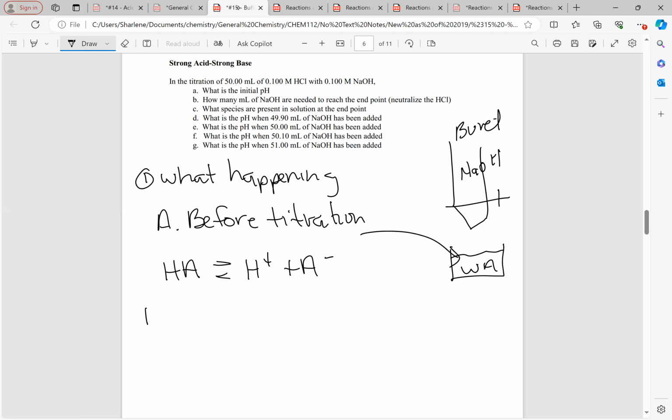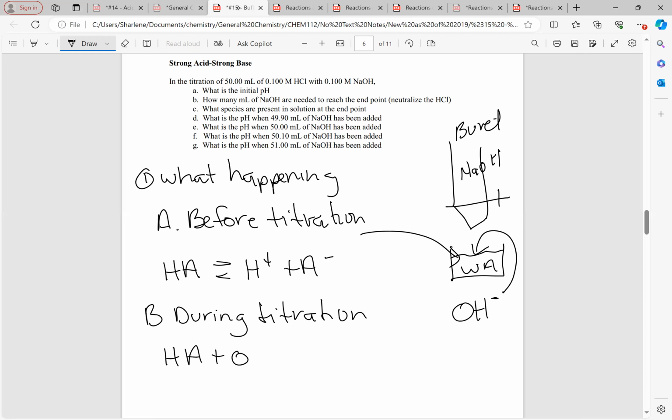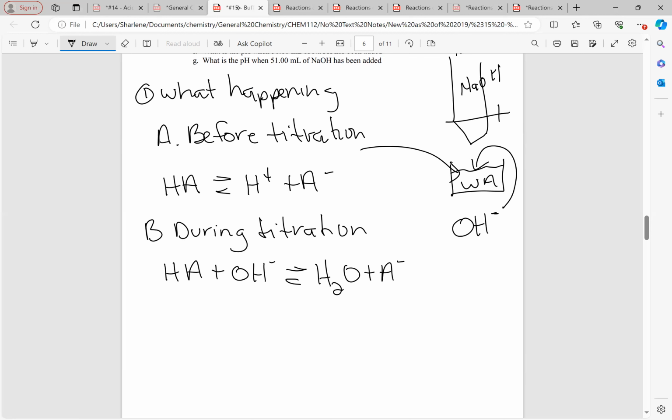All right, during the titration, I'm going to be dripping sodium hydroxide into this beaker. It is going to react with my weak acid, and it's going to create, and this should look very familiar, it's just like we did with the buffers. It's going to create water and the conjugate base. Okay, so during or inside the titration, that is the equation that we should be using.